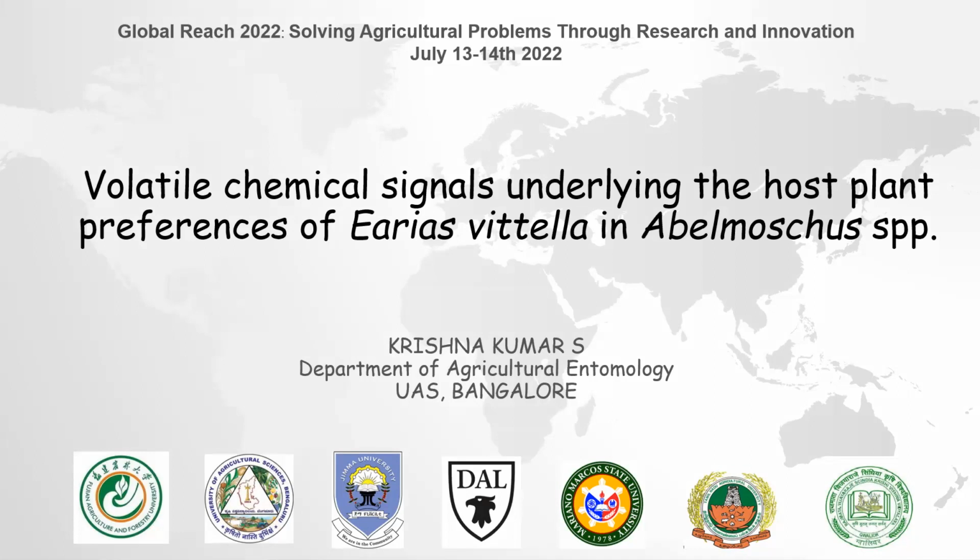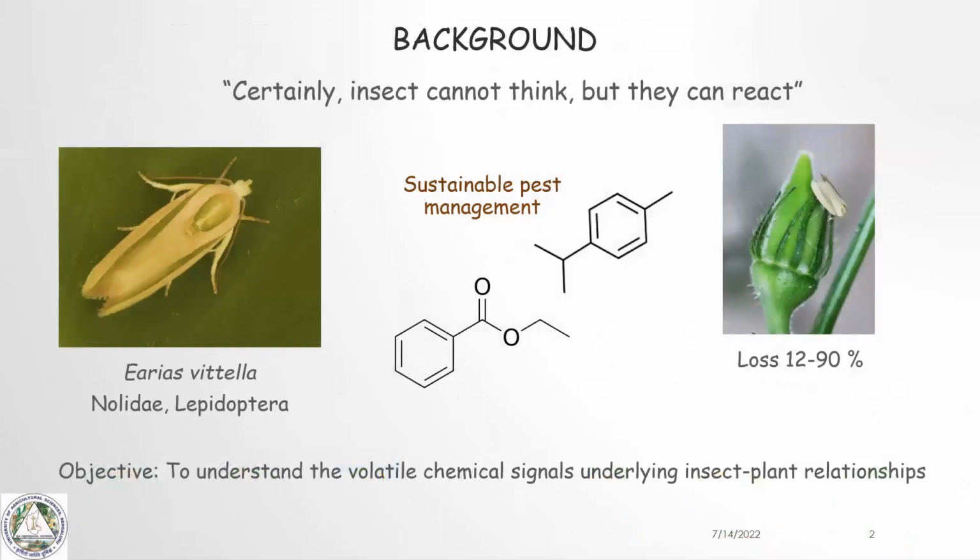I'm here today to present on the topic: volatile chemical signals underlying the host plant preference of Earias vittella in Abelmoschus species. Certainly, insects cannot think, but they can react. According to this saying, when herbivorous and carnivorous insects are looking for food, mates, and ovipositional sites, they use chemicals as communication signals to locate their sources.